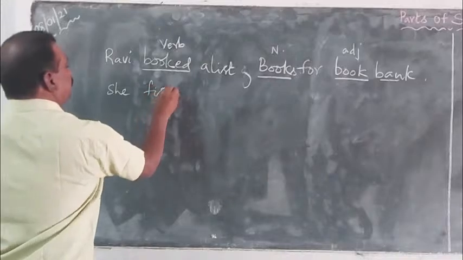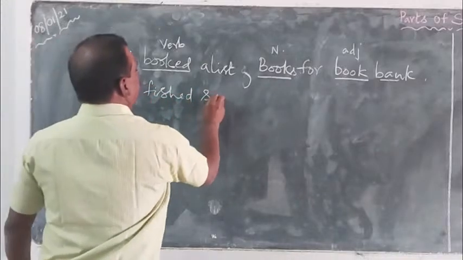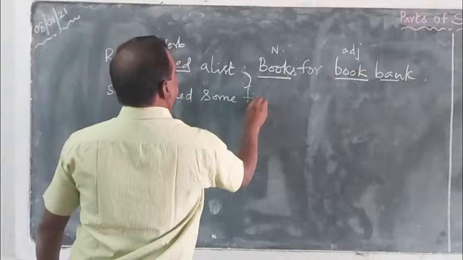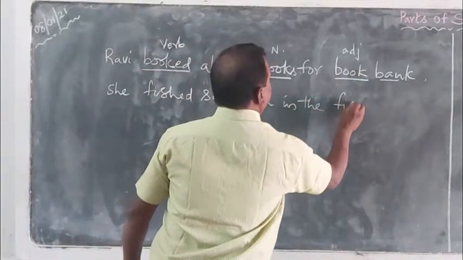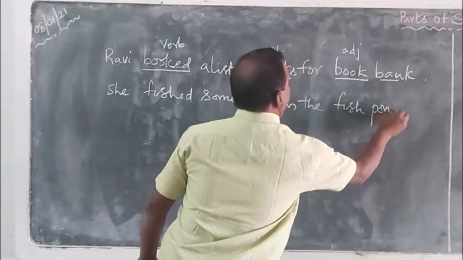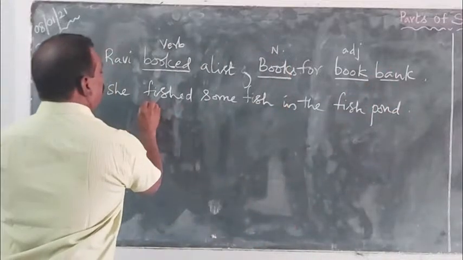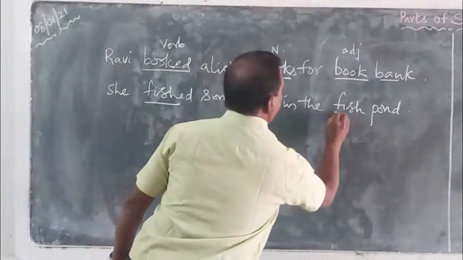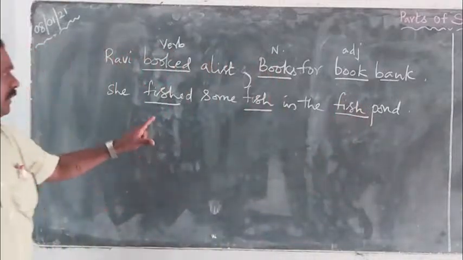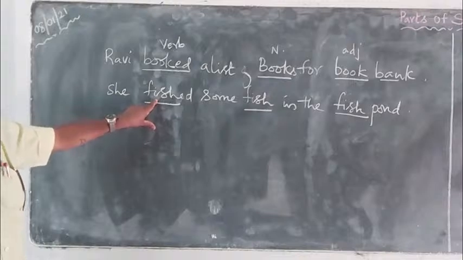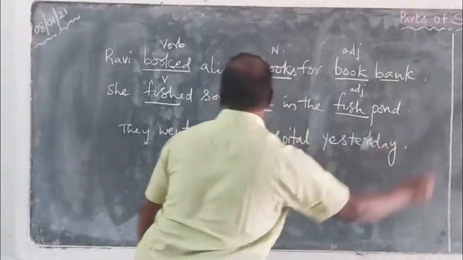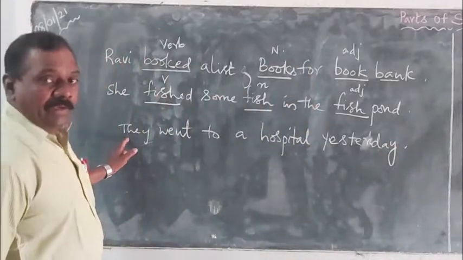She fished some fish in the fish pond. Fished, fish. In the same way, fished is a verb. Fishing is the act of fishing. So it is a sentence.